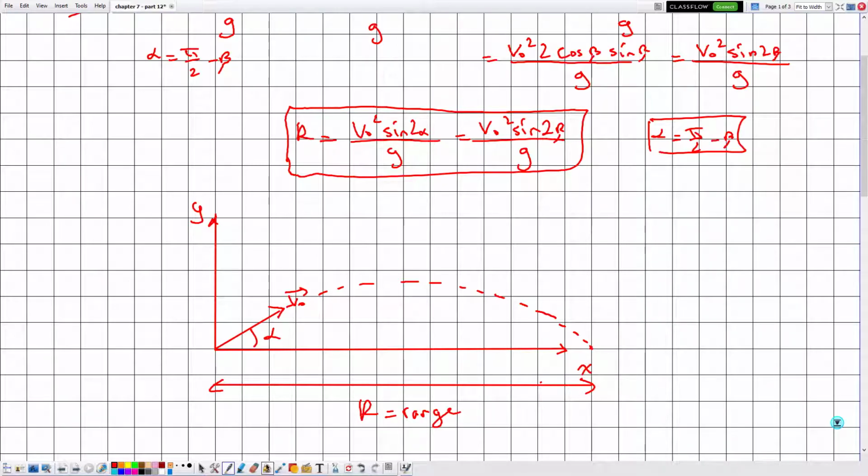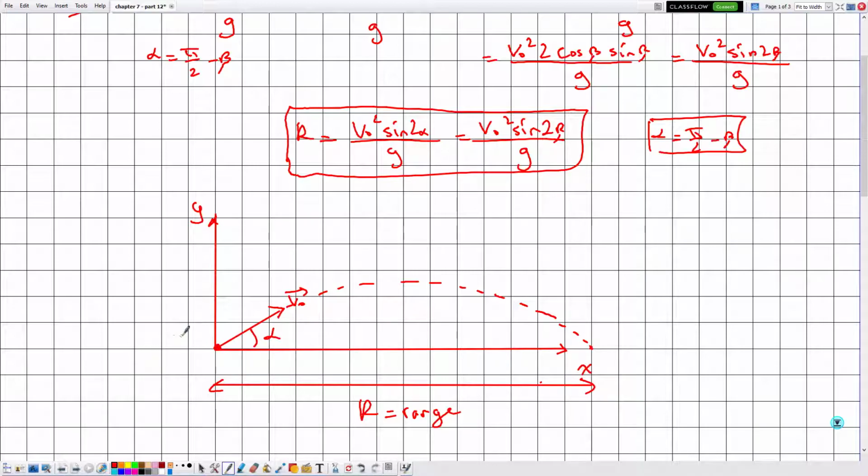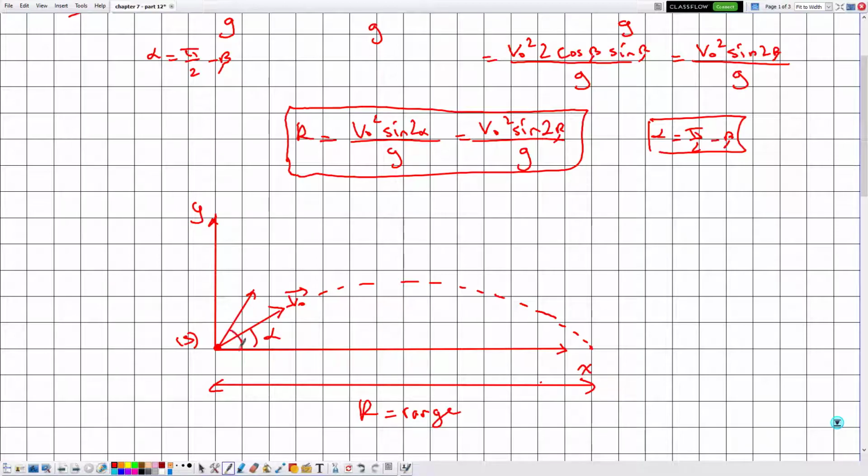Now launching the same projectile, say for example, a shell or an object, suppose that we launch it with the same velocity v0, but now with an angle given by beta. Now the value of beta is equal to pi by 2 minus alpha. So now with pi by 2 minus alpha, this angle beta, the projectile in this case will also have the same range.